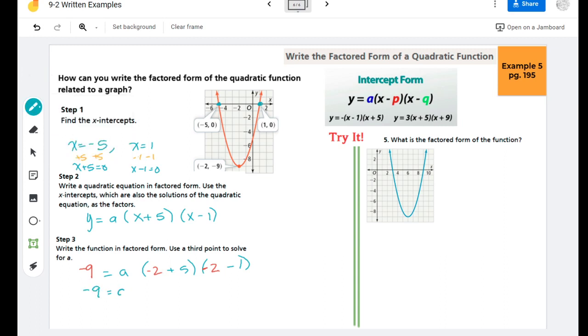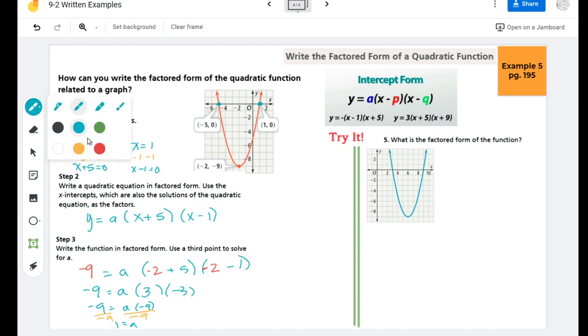So I have -9 equals a times -2 plus 5 is -7. And, oh, what? Missy, shame on you. -2 plus 5, that is 3. And -2 minus 1 is -3. So if I do that multiplication, 3 times -3 is -9. And it's being multiplied to a, so I'm actually going to divide that -9 out. And sure enough, I get 1 is equal to my a value.